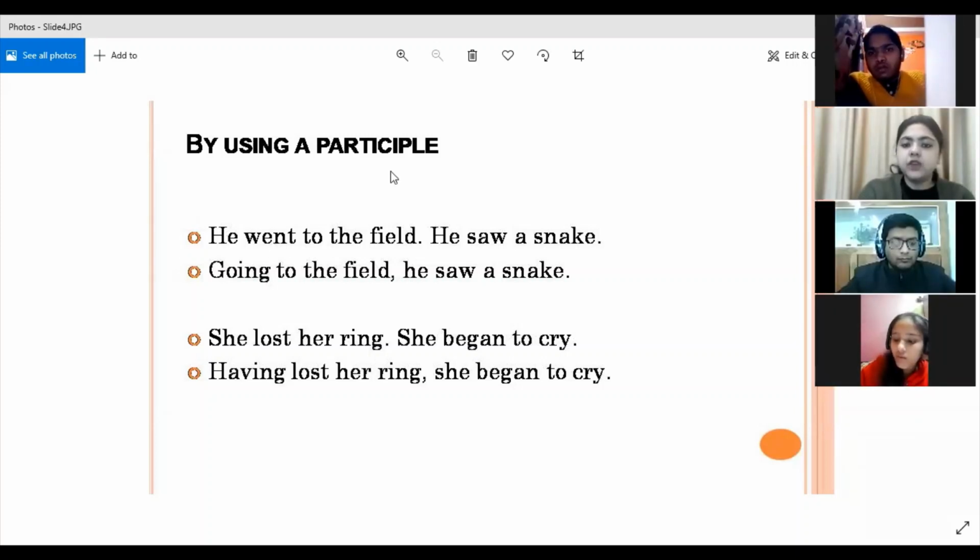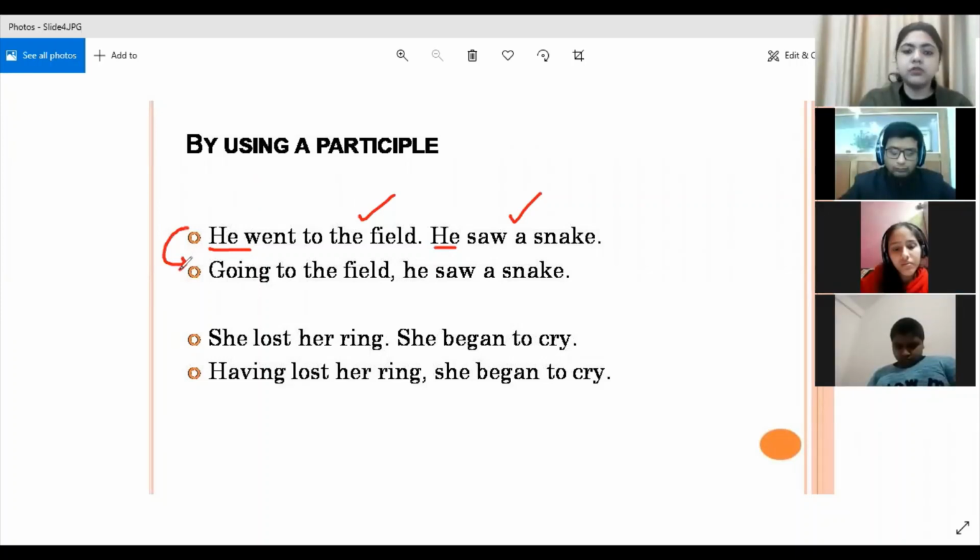He went to the field, he saw a snake. These are two separate simple sentences, and you have to join them in such a way that you get a simple sentence only. By using a participle, as you can see, the subject in both the sentences is the same. You know the rule of using a participle from when we were doing non-finite verbs. So: going to the field, he saw a snake. Instead of he went, we replace it with a participle, that is going. So, going to the field, comma, he saw a snake.